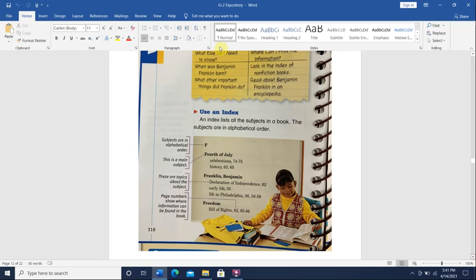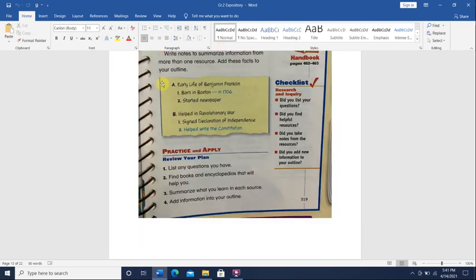We decided to write about Benjamin Franklin. In the outline, we wrote that the expository writing can have more than one paragraph, and each paragraph should have a main idea. For example, the first paragraph will talk about the early life of Benjamin Franklin. The two details we wrote were that he was born in Boston in 1706, and that he started a newspaper.